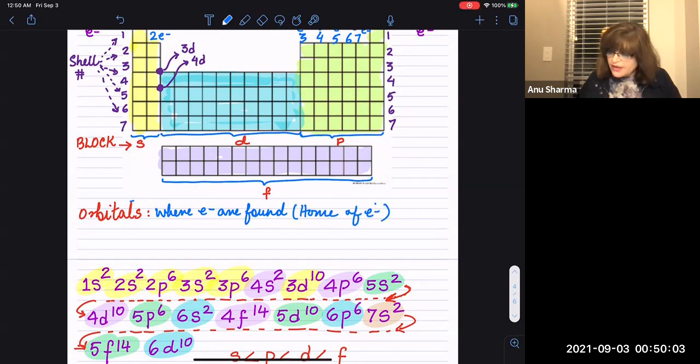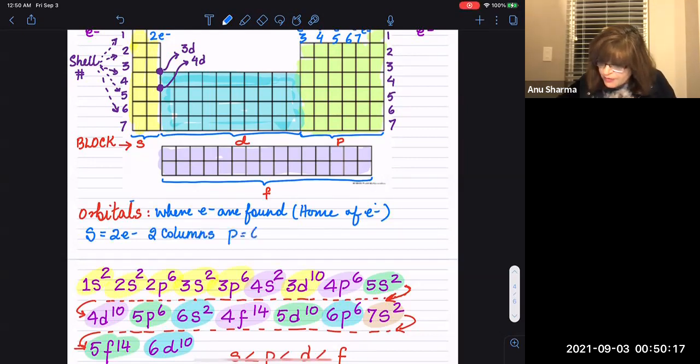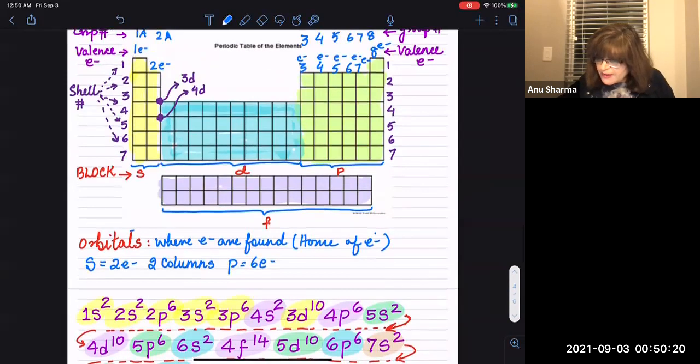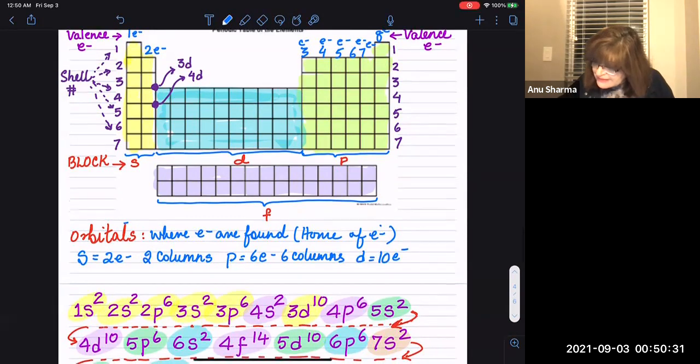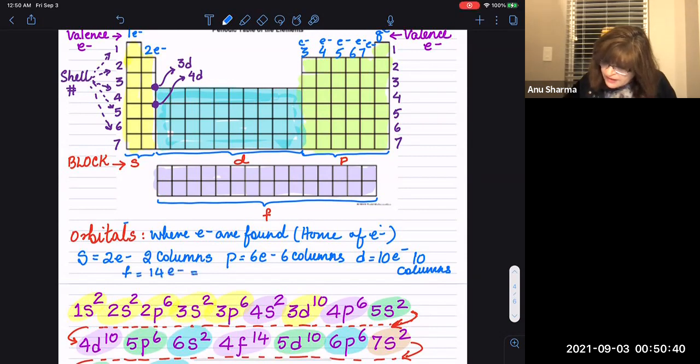Now we know that the s orbitals can hold a maximum of 2 electrons. So that means there are 2 columns. P can hold a maximum of 6 electrons. So that is why on the P block side, there are 6 columns. D can hold a maximum of 10 electrons. So D block is 10 columns. And F can hold a maximum of 14 electrons. Therefore, there are 14 columns.